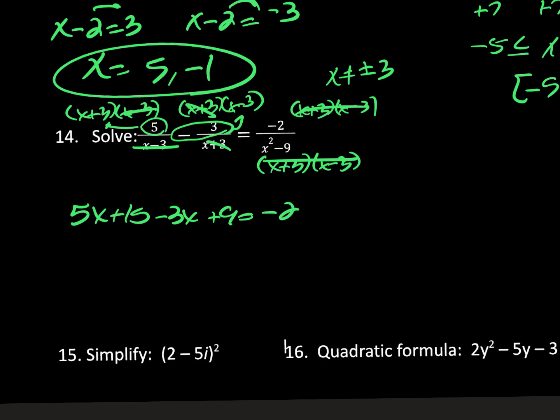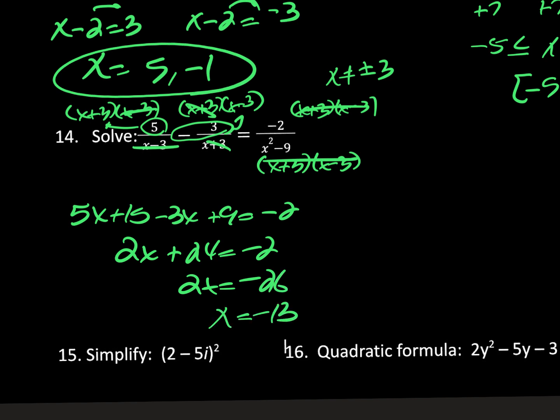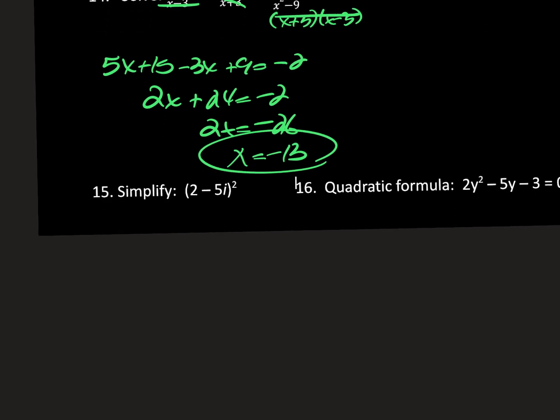And then it becomes pretty easy. 5x minus 3x is 2x. 15 plus 9 is 24. That's negative 2 over there. Move the 24 to the other side. Divide by 2. Negative 13. Make sure it's okay. And it's okay because it's not one of those. There's your answer.